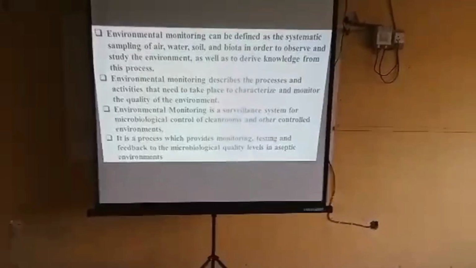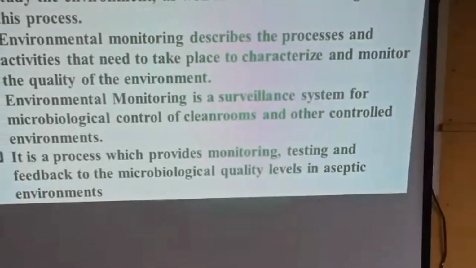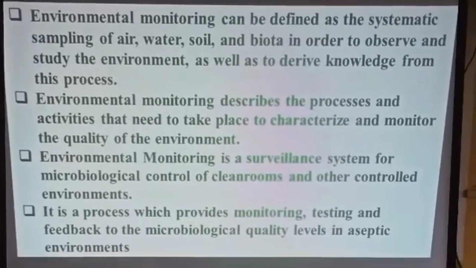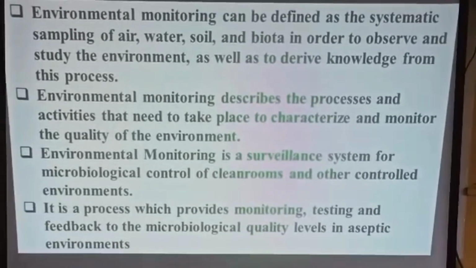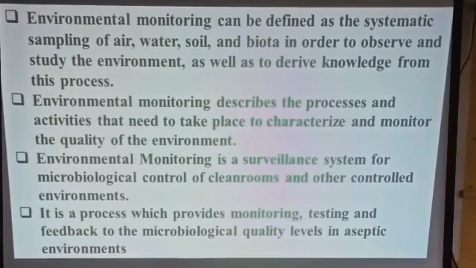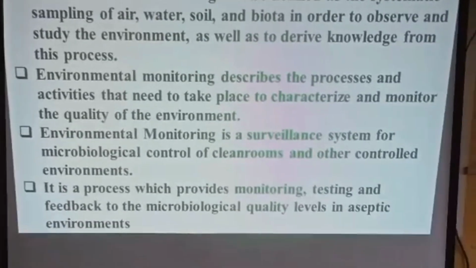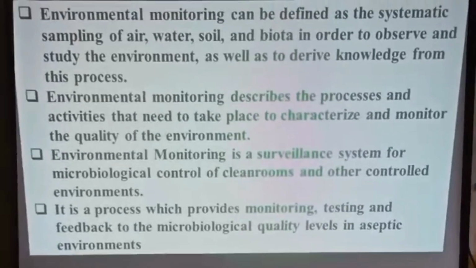Then the question now is, what is environmental monitoring? Environmental monitoring can be defined as a systematic sampling of air, water, soil, biota in order to observe and study the environment, as well as to derive knowledge from this process. So it is a systematic sampling here, where these major components are being sampled to observe and study the environment, and at the end derive knowledge or data from such process.